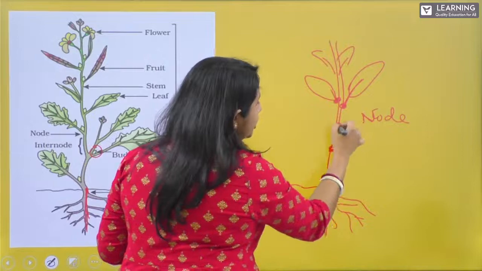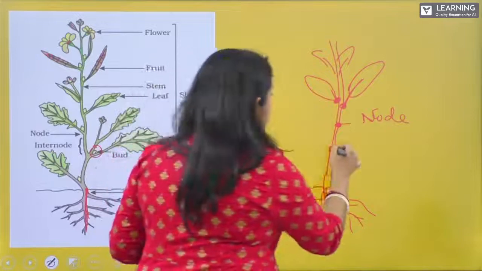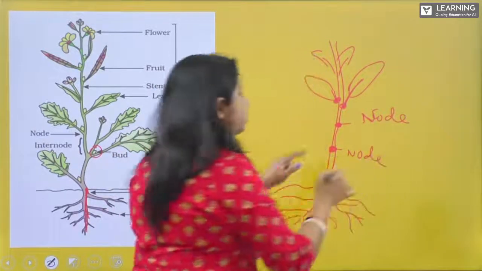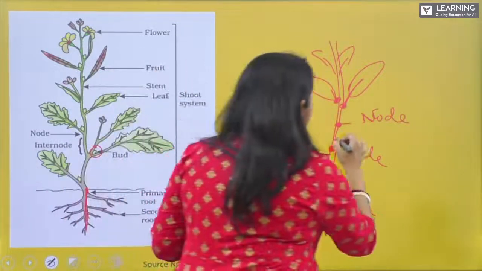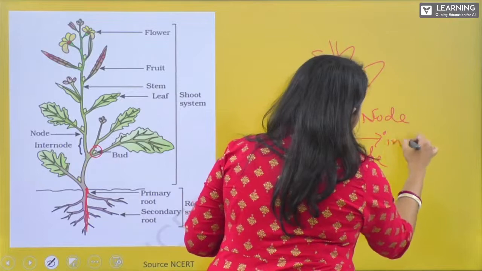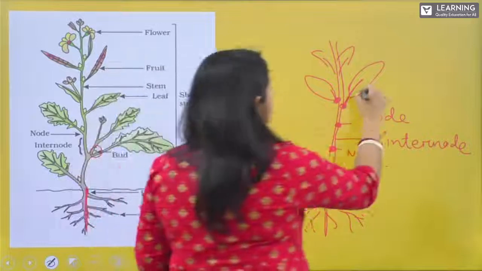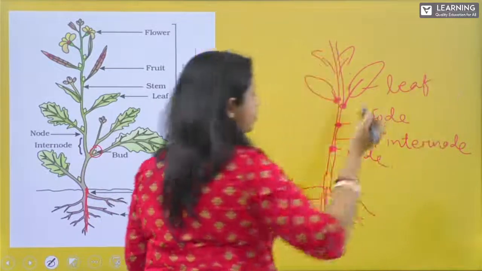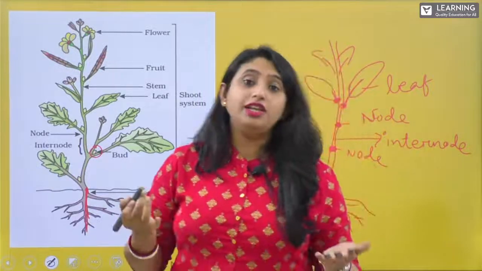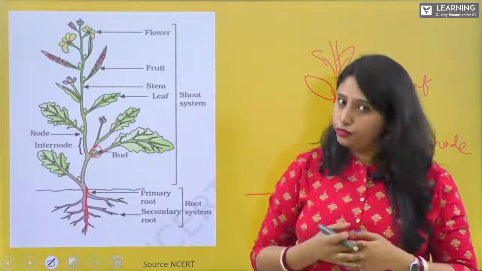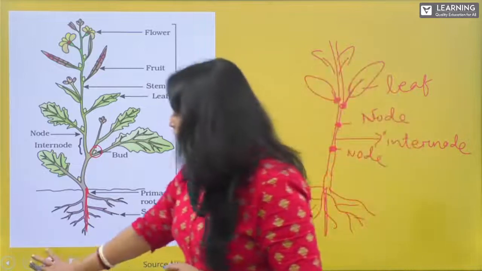This is the leaf, and in between, you can see this is one node, this is one node, right? So this is also a node, right? In between the nodes there is a gap that is known as the internode, okay? So this is your internode. Is that clear? So this is the leaf. As you already know, the plant has various parts. So what is the function of your leaf? The leaf is responsible for preparation of food. So these are the various parts of your flowering plant.